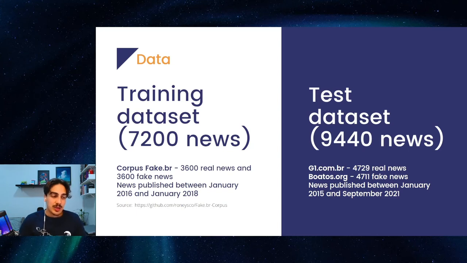I created the training data set composed of 7,200 news from a very important job that some Brazilian researchers did called Fake.br. This is a corpus composed of 3,600 real news and 3,600 fake news that were published between January 2016 and January 2018. And the test data set, on the right, is composed of 19,440 news. I gathered the real news from a famous news portal here in Brazil called G1, and I gathered all the fake news from another fact-checking agency called Boatos.org. These news were published between January 2015 and September 2021.